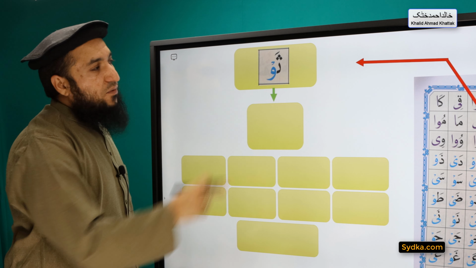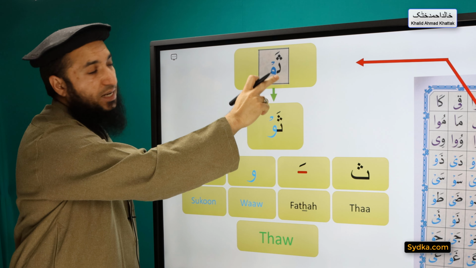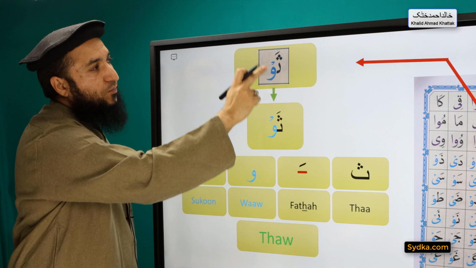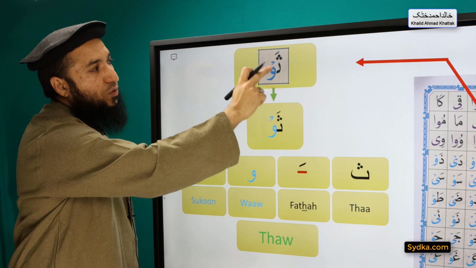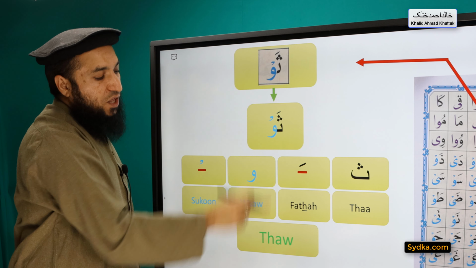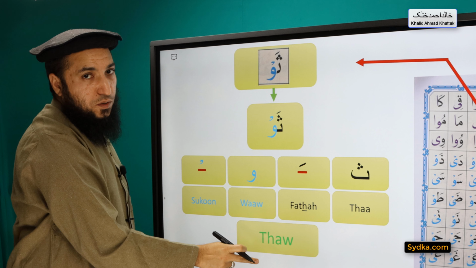So next syllable we have is tha fatha waw sukoon, thaw. Tha is a light letter, it has fatha on top of it, it is followed by waw, waw has a sukoon. Tha fatha waw sukoon, thaw.